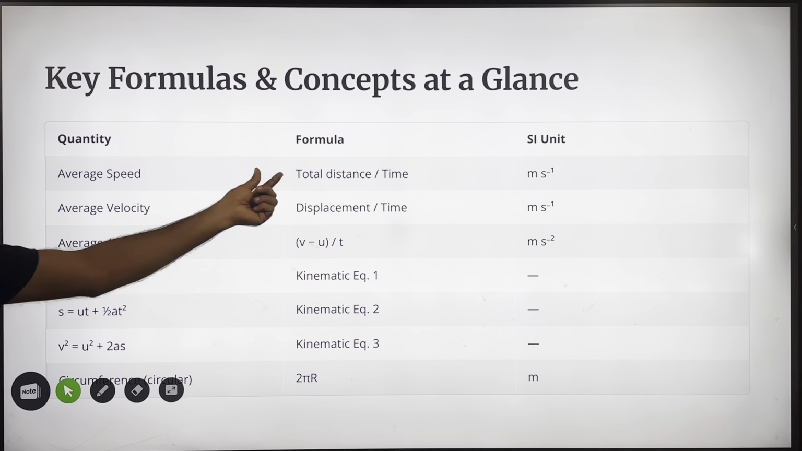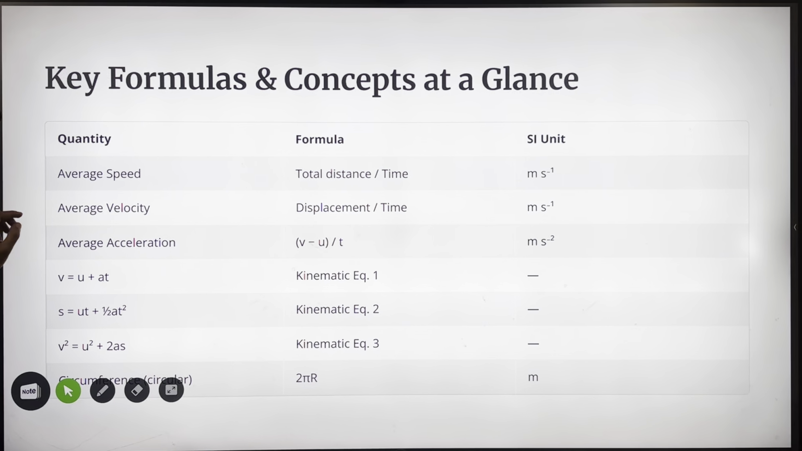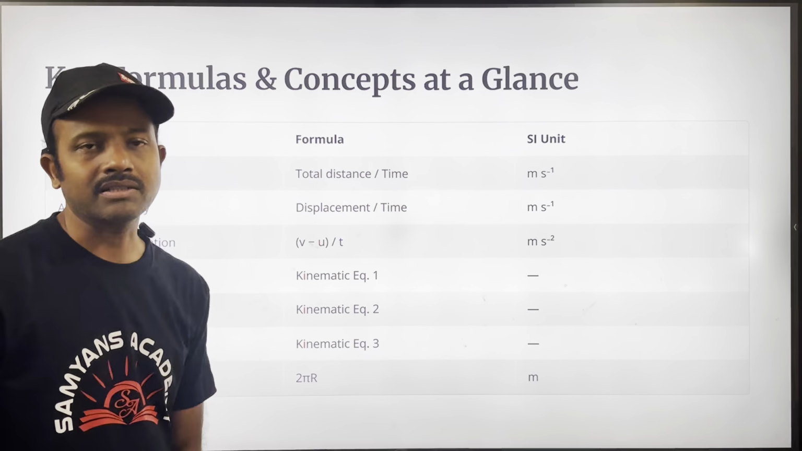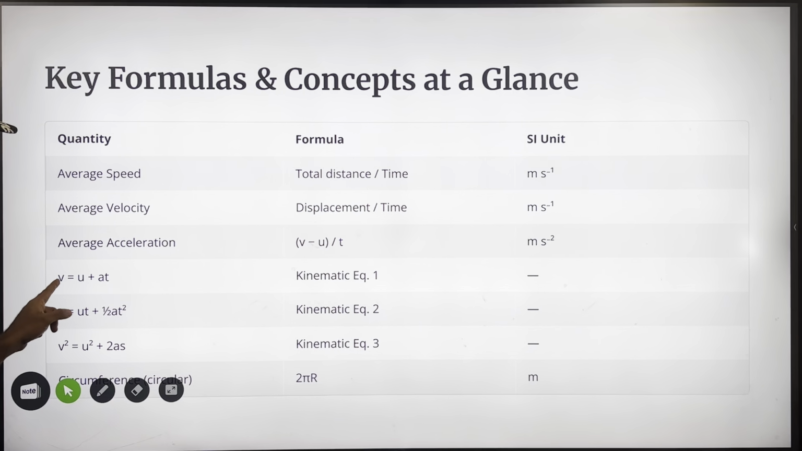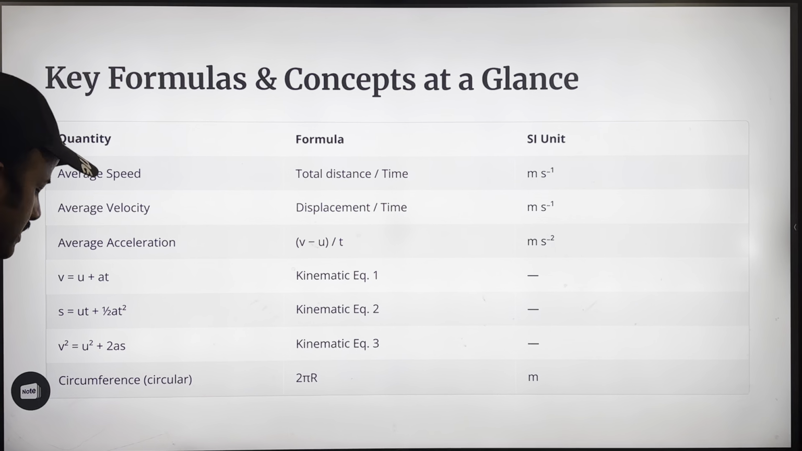Average speed is total distance by time, and the SI unit of average speed is meter per second. Average velocity is displacement by time, and the unit is meter per second. Average acceleration is change in velocity by time, (v minus u) by t. The SI unit for acceleration is meter per second squared. So v equals u plus at is the first equation of kinematics. s equals ut plus half at squared is the second equation of kinematics. And v squared equals u squared plus 2as is the third equation of kinematics. And the circumference of the circle is 2 pi r. The SI unit is meter.